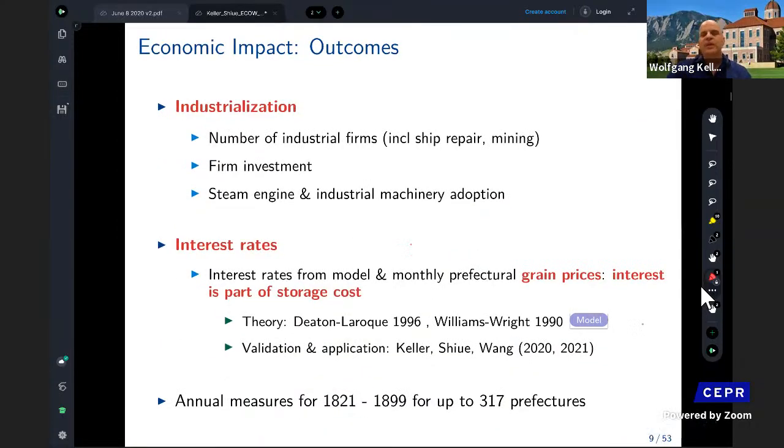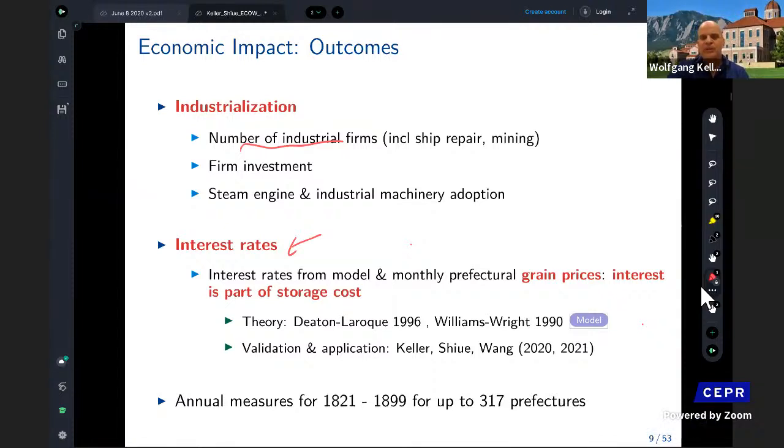Now, we're going to study the impact of these Western colonial elements in China in terms of, broadly speaking, two outcomes. The first are measures of industrialization. We're going to look at the number of industrial firms, but that includes also ship repair, mining, so not strictly speaking only factories, proto-industrial and industrial firms, we can call it. And we're also going to look at capital markets by studying regional interest rates.